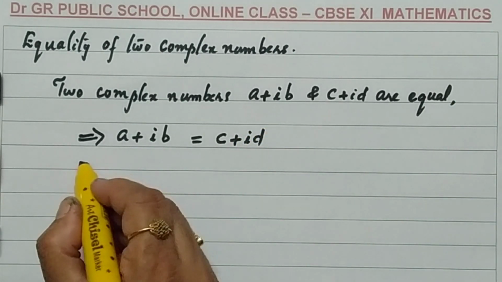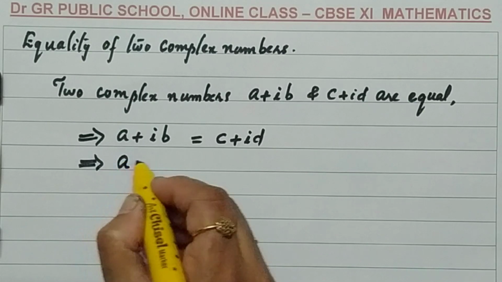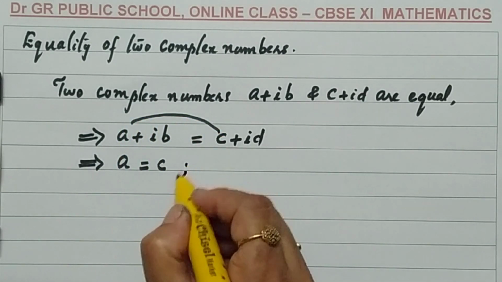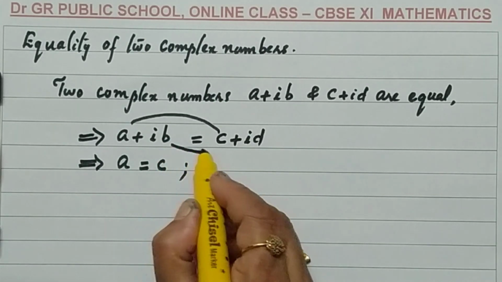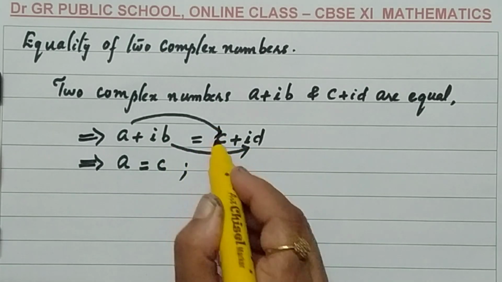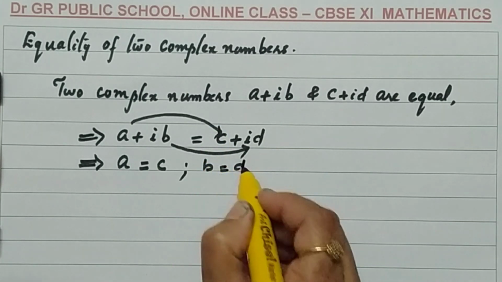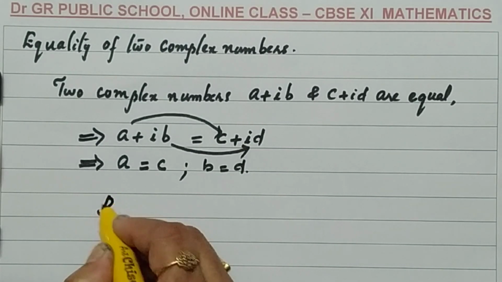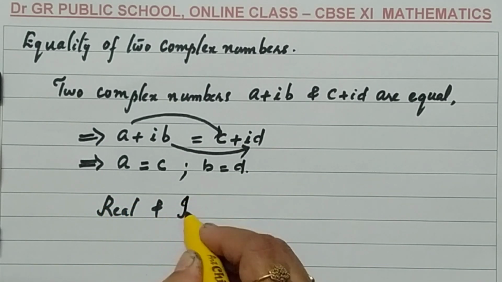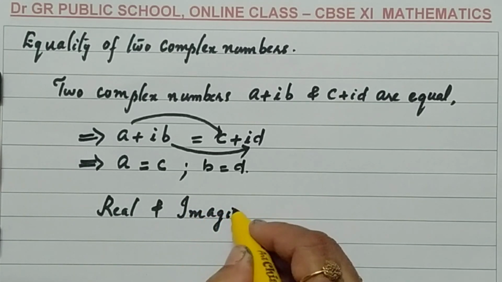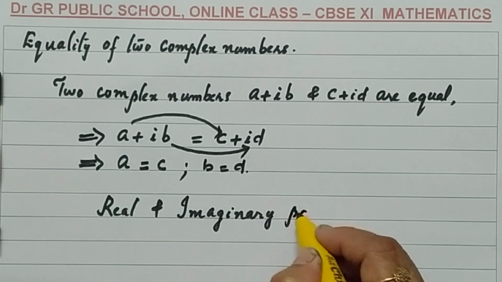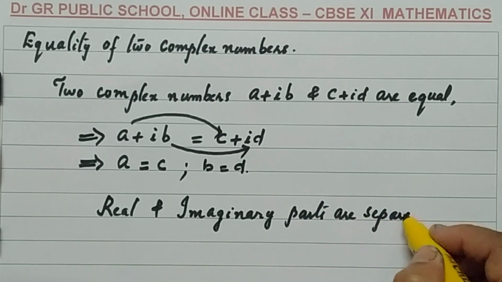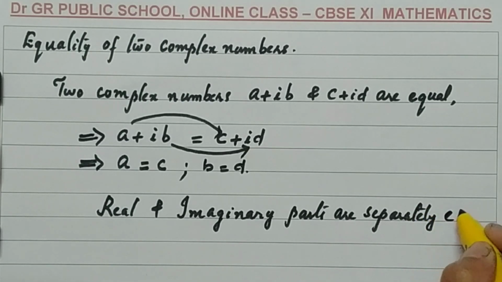They are equal. From this, you need to remember a must be equal to c. That is, their real parts must be equal, and the same way their imaginary parts must be separately equal. So, b equals d. So, two complex numbers are said to be equal if their real and imaginary parts are separately equal. Then only we can say that they are equal.